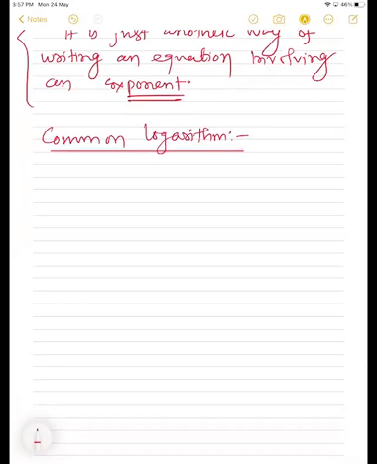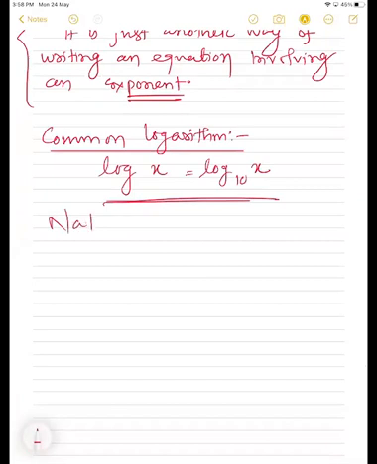Students, there is common logarithm. Write common logarithm. Common logarithm means what, students? If I'm writing log x, with nothing written for the base, how much is the base? Base is 10. Okay. That is the common logarithm. But natural logarithm is different, right?